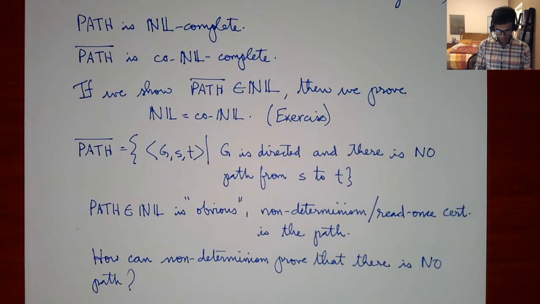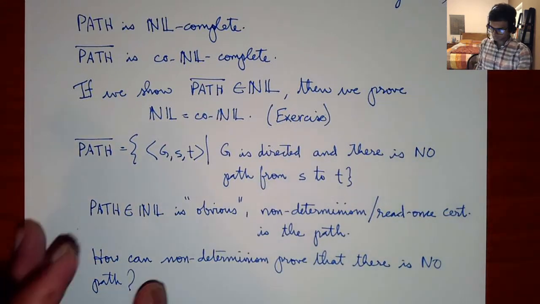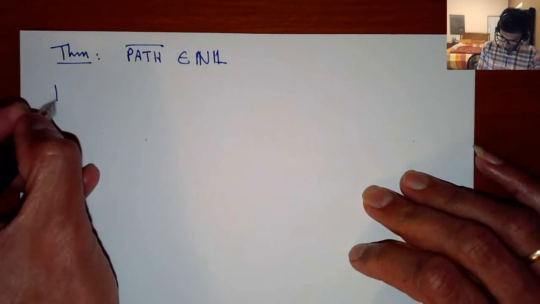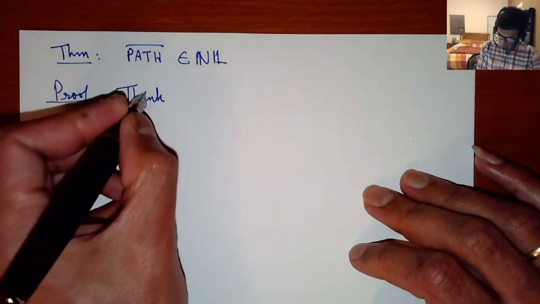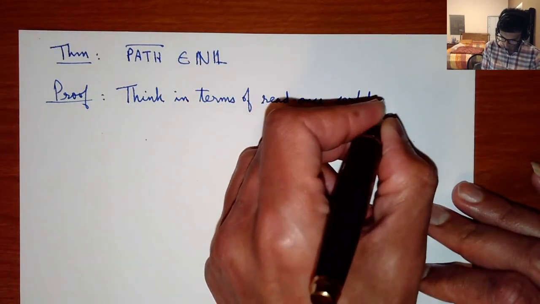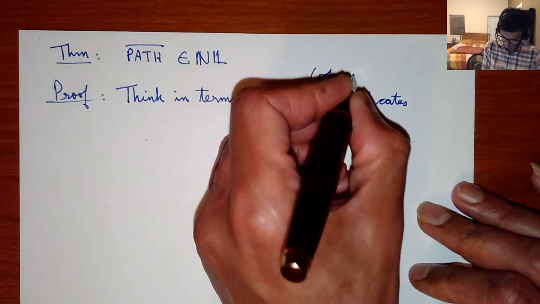And so let's dig into the details of the proof. I might not be able to complete it today, which is fine. I'll do as much as I can today, and then we'll continue with the proof in the next lecture. I'm going to walk slowly through this construction. We're going to prove that the complement of path is in NL, and we're going to think in terms of read once polynomial sized certificates.